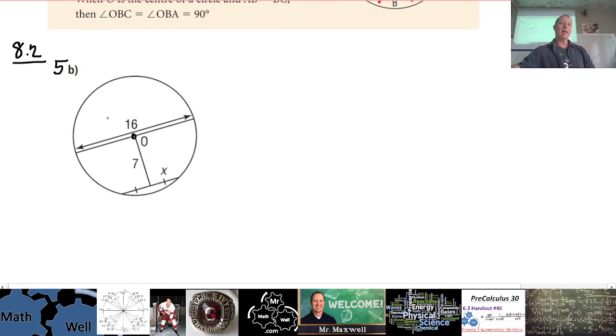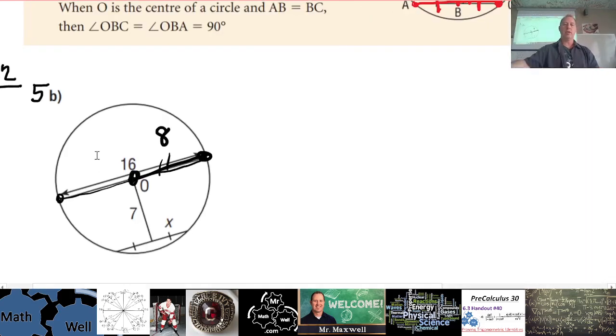16 is a chord that is a special chord that goes through the center. What's the special chord that goes through the center of a circle called? A diameter, right. And so the radius is exactly half the diameter. This is 8 from center to edge. Now I can make a right triangle to solve for x here, watch closely. If I connect the center to this point right here where x connects the circle, I have a little right triangle here.